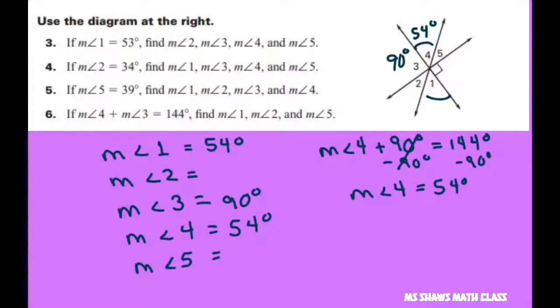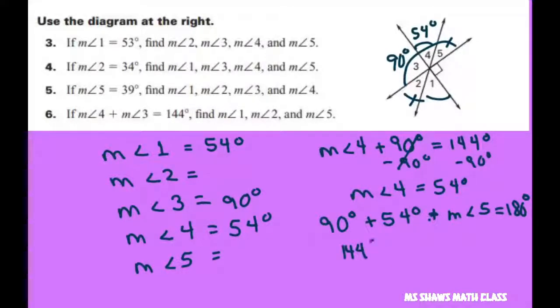And they want us to find the rest. So for the measure of angle 2, let's just do angle 5. So 90 degrees plus 54 degrees plus the measure of angle 5, or you could have said the measure of angle 2, these two are congruent, equals 180 degrees. So this is 144 plus the measure of angle 5 equals 180 degrees.